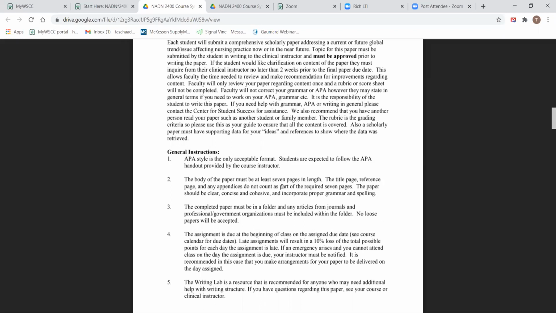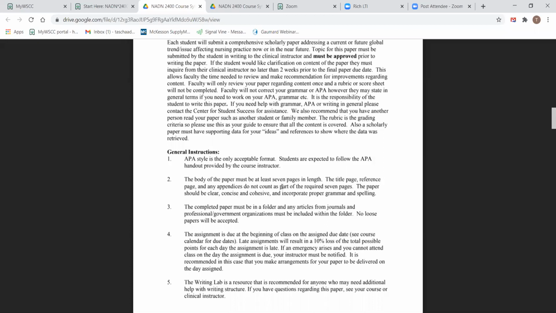The completed paper must be in a folder, and any articles from journals and professional or government organizations must be included within the folder. No loose papers will be accepted. There's a lot of you and only us, so we want to keep it organized. We don't want to lose your papers, and it's professional to make sure that all papers are contained.